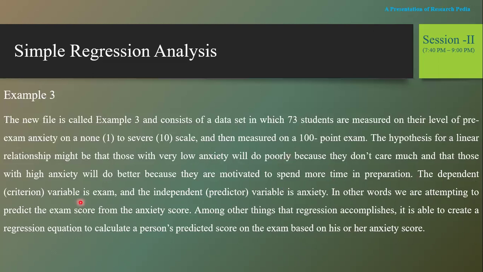The dependent variable is exam performance. So this would be our dependent variable, and the independent variable is anxiety, because we want to see the impact of anxiety on the exam score. So we consider anxiety as the independent variable and exam as our dependent variable. In other words, we are attempting to predict the exam score from the anxiety score. Among other things that regression accomplishes, it is able to create a regression equation to calculate a person's predicted score on the exam based on his or her anxiety score. So we can analyze our data.